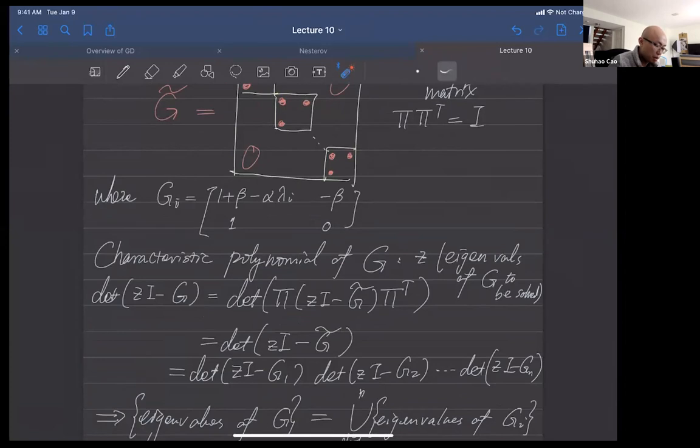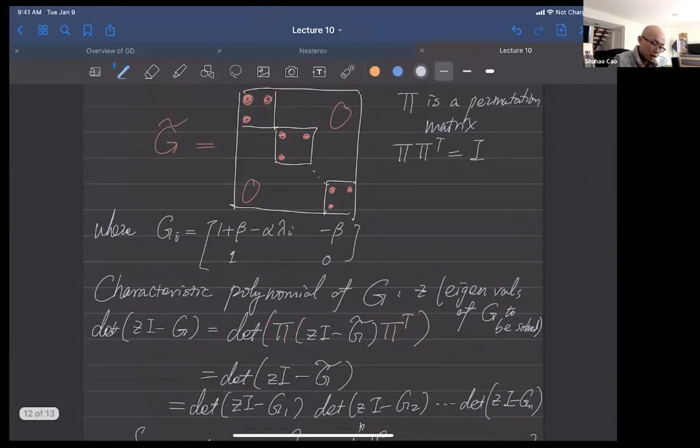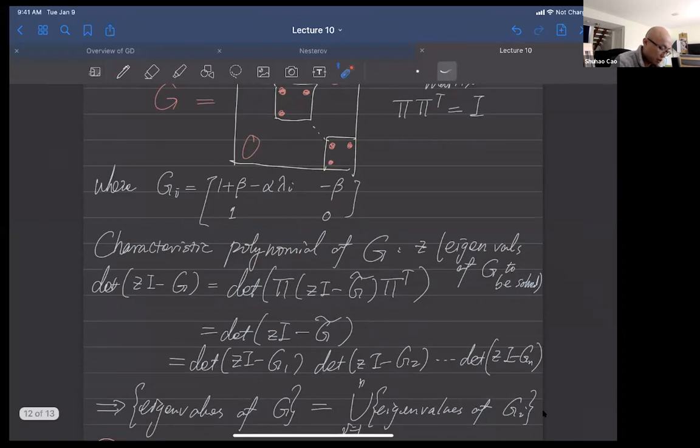And then if we compute the characteristic polynomial of G, for example, if we use Z to denote the eigenvalues of G to be computed, then the determinant of this one is the same thing as this one. So adding this permutation matrix, I want to say that this is a matrix, and then we permute this matrix and then permute it back. It doesn't change its eigenvalue.